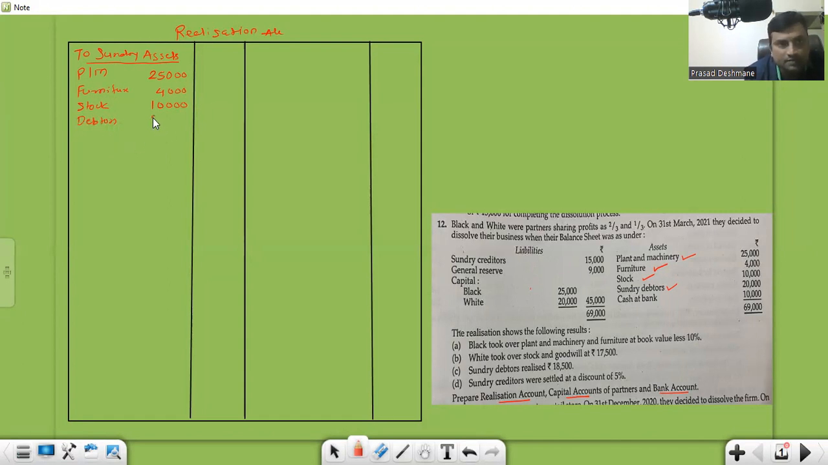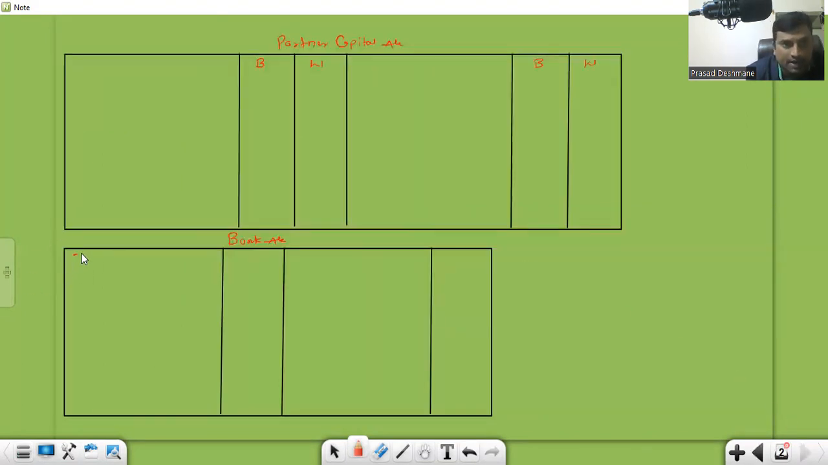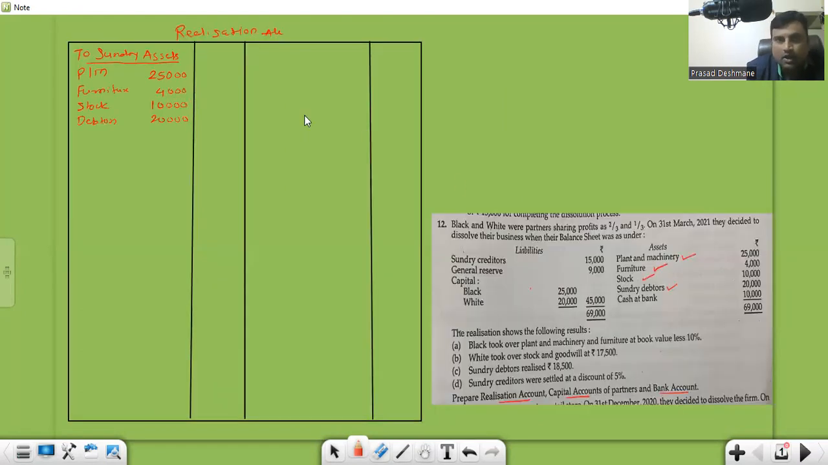Debtors balance is 20,000. Cash we are not going to record over here; cash we are going to record in the bank, as we already discussed in the rule. To balance brought down, what is the cash balance given to us? 10,000, on the debit side of the bank. Right? All assets are done. So I'll do this total: 25 plus 4 plus 10 plus 20 is 59,000. Assets are recorded on the debit side.